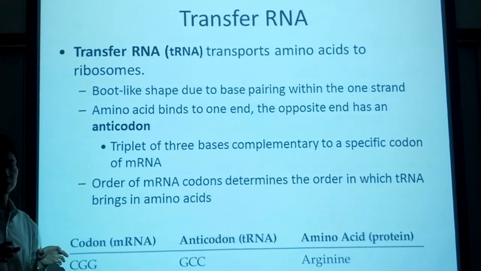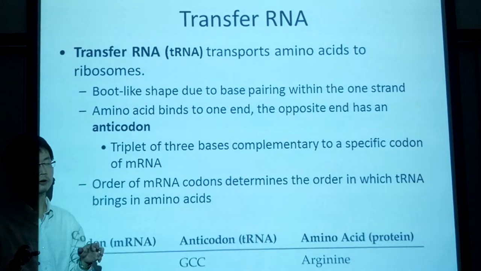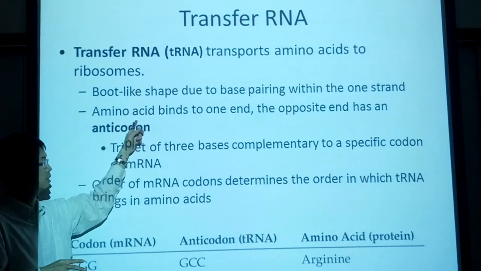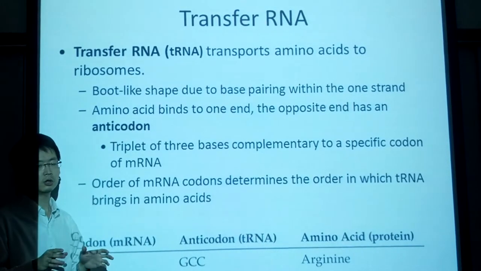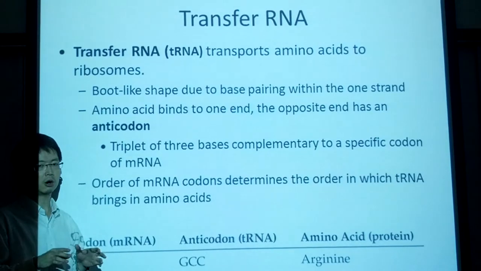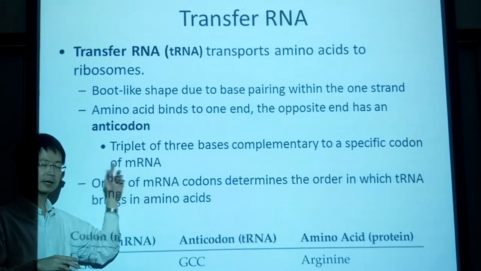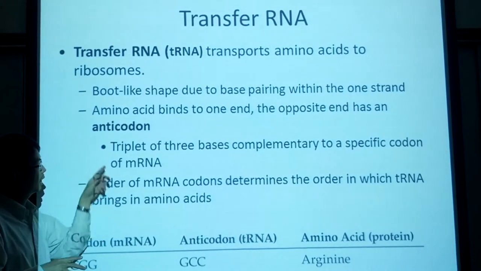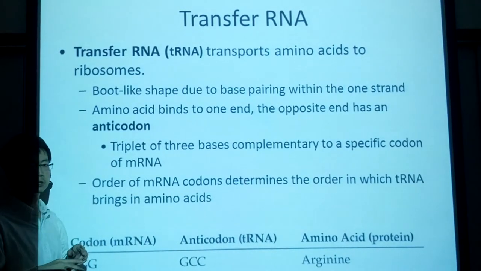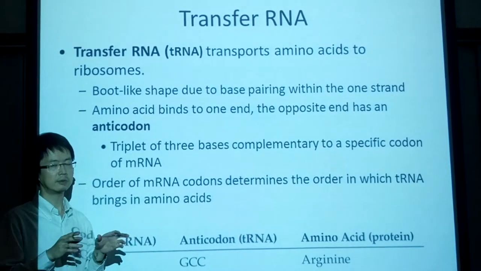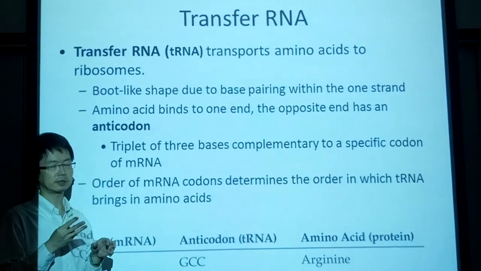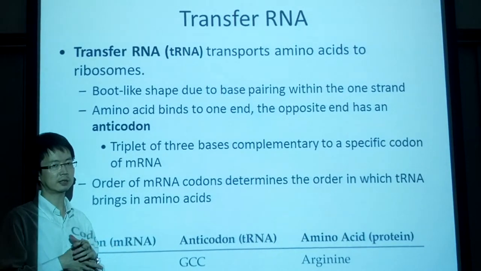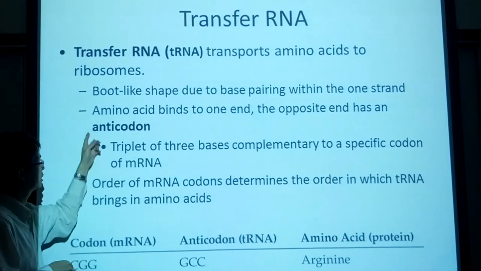On one end of the transfer RNA, we have an amino acid. On the opposite end of the transfer RNA, we have an anticodon. So remember, do not mix up the two. You can find the codon on messenger RNA, and you can find the anticodon on transfer RNA. We call it anticodon because it also has a triplet code. That means three bases, and the three bases are complementary to the codon on the messenger RNA. That's why we call it anticodon on the transfer RNA.